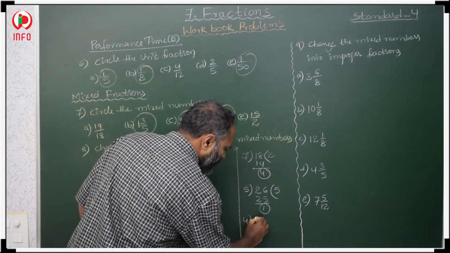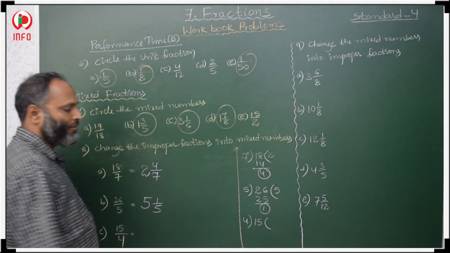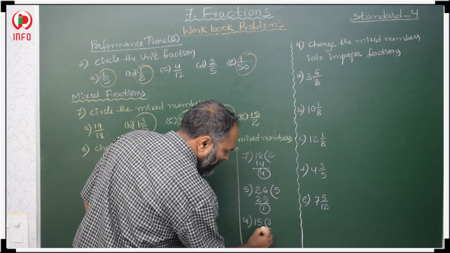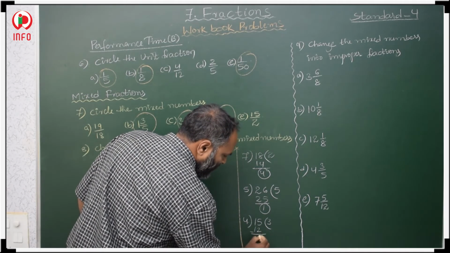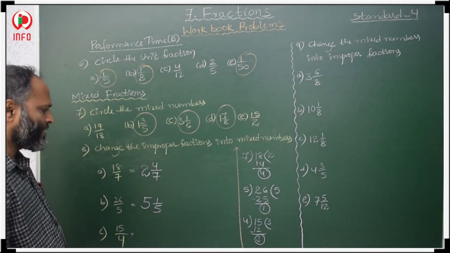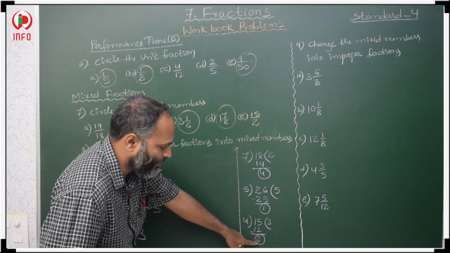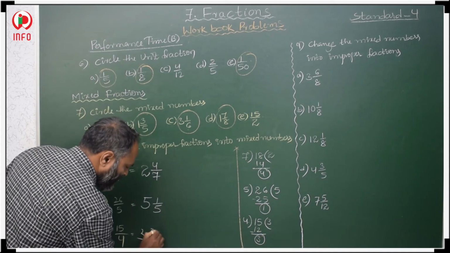4 divides 15. Then in the 4 table, when you get 15, 4 3s are 12. The remainder is 3. Then how to write? First we have to take the quotient. Quotient is 3. Then after that remainder by divisor, that is 3 by 4. So 3 3 by 4.